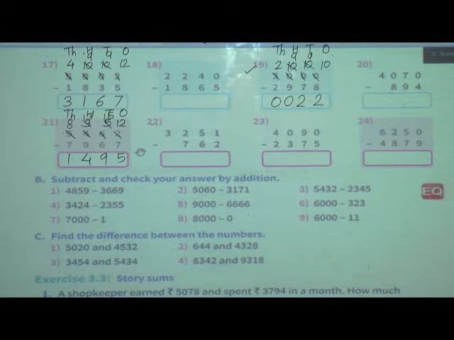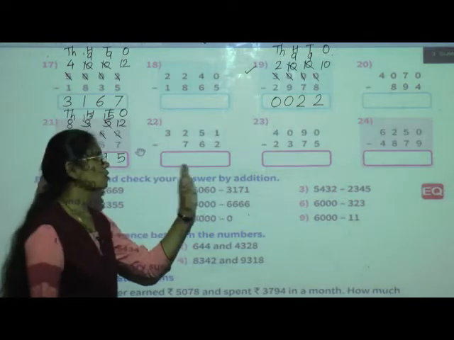So what is the answer? The answer is 1495. Okay. Now this 22 you have to solve by your own.